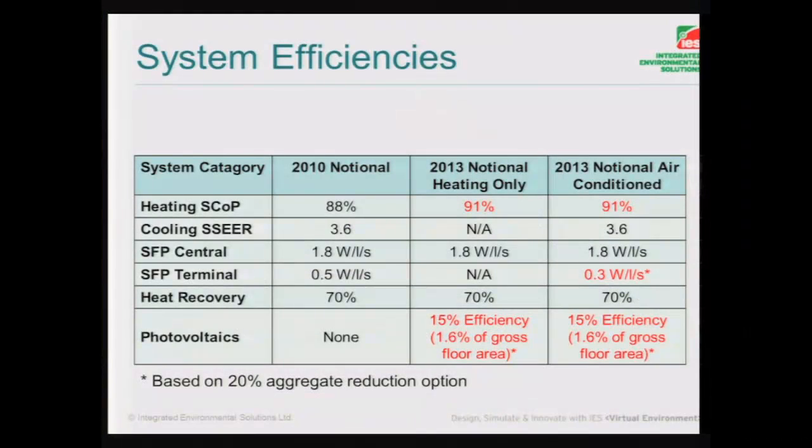Now, the area of PV that would be applied is, as I said, 1.6% of the gross floor area of the building, but limited to 50% of the available roof area. Okay, but I don't imagine that roof area limitation really comes in unless it was quite a high-rise building you're looking at, maybe 25 stories or more.